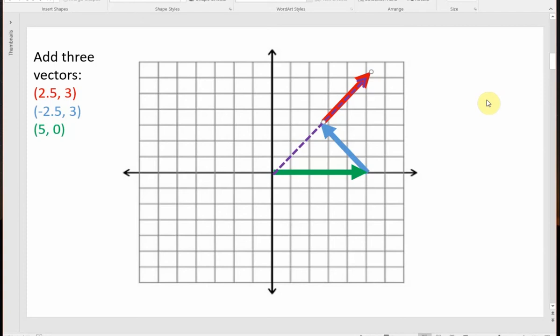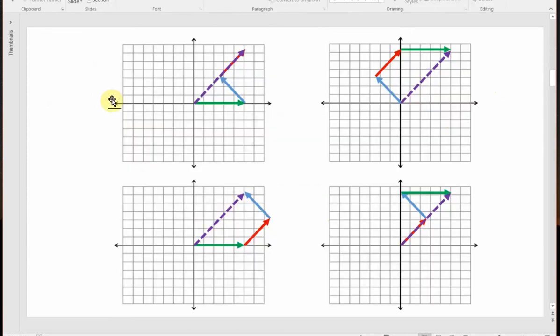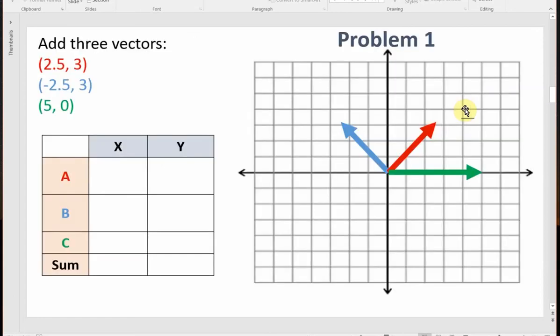So for any vector problem, I can draw a careful picture to scale, I can stack up the vectors head to tail, and I can see what the answer is. This picture shows four possible ways that we could have added red, green, and blue head to tail and still gotten the exact same answer. So do them in whatever order you like. It always works out. Okay, let's check this now with the actual answer.